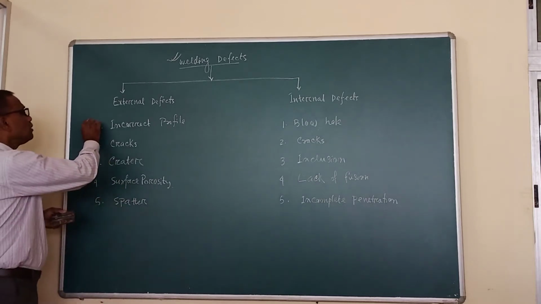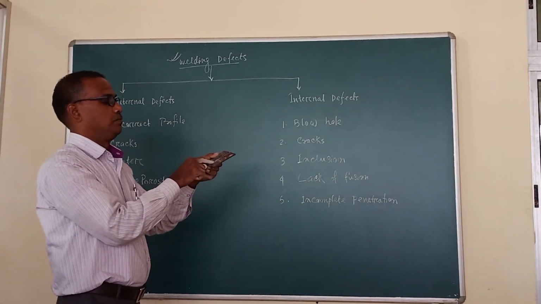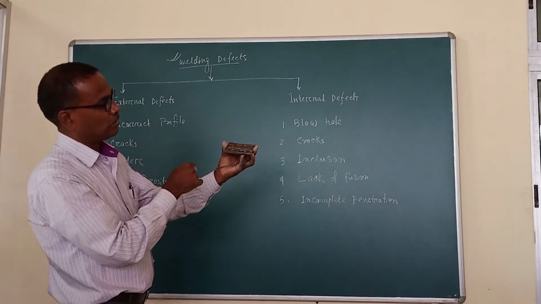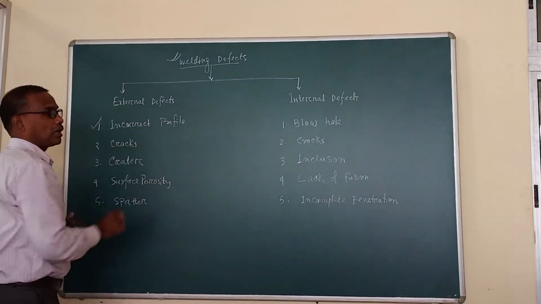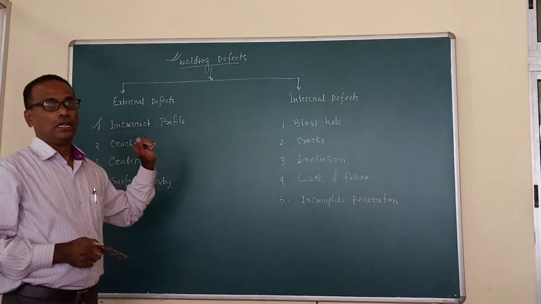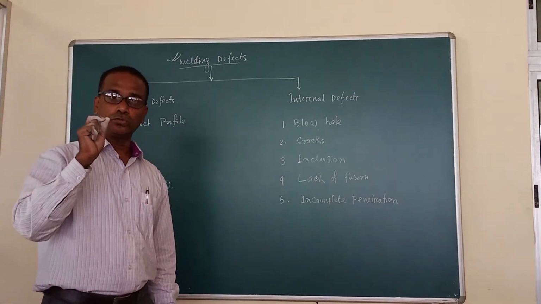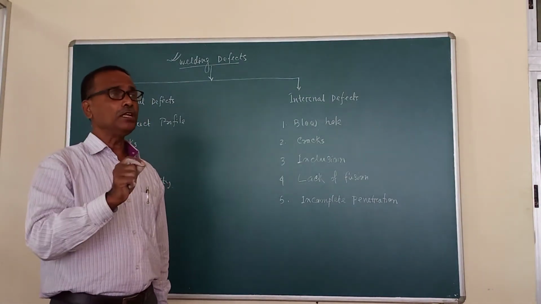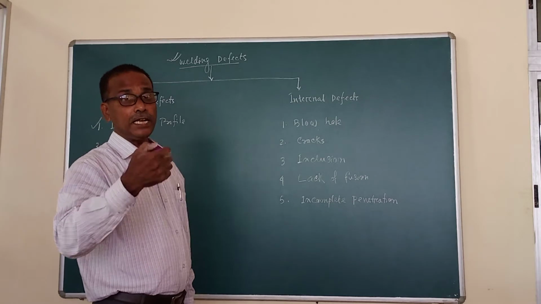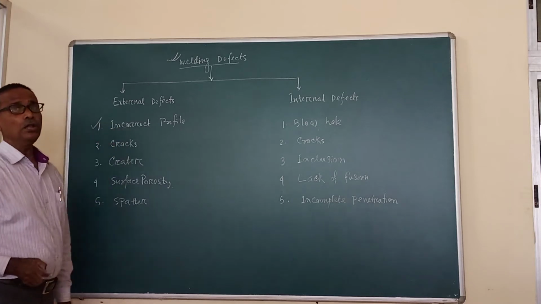Now you see, incorrect profile. That means the welding bead is not uniform. If you see this one, it is not uniform. Why is it happening? This is happening due to lack of skill. That is why, before assigning the job to you, we did a lot of practice. Why is practice required? To improve the skill of a particular technique. If you are not skilled, then incorrect profile will occur.